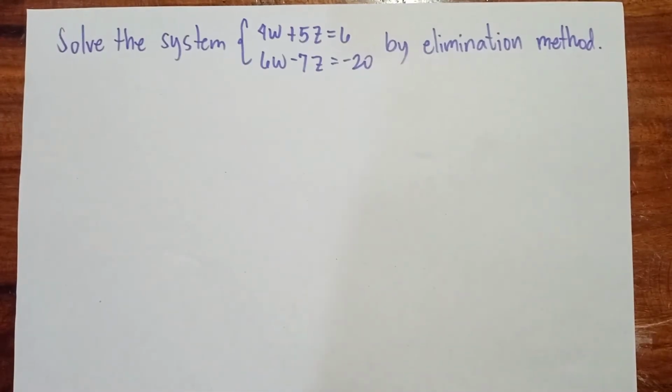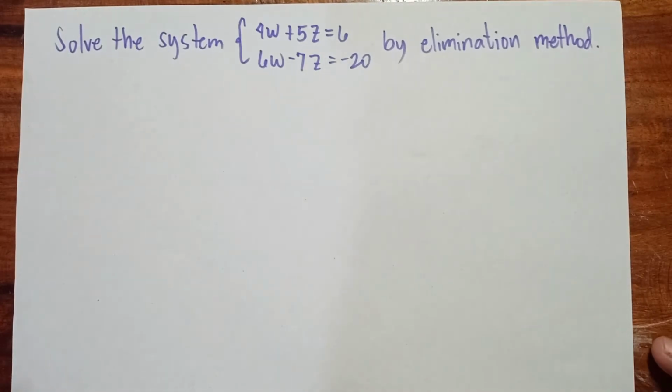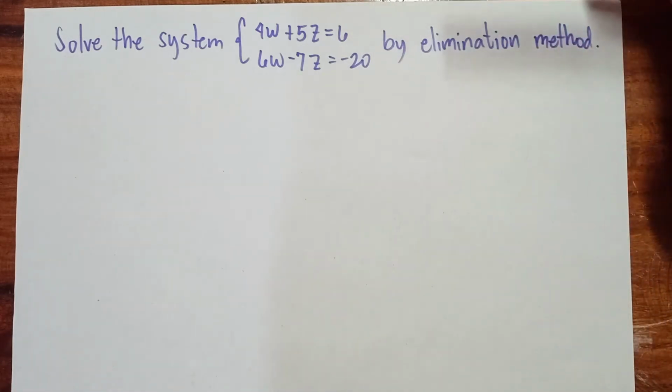Okay, another problem tayo, mga boss. We have here, solve the system 4w plus 5z equals 6, 6w minus 7z equals negative 20 by elimination method. So, the first step we're going to do is we're going to check if the given linear equations are in the standard form or in the form of ax plus by equals c. But in this case, we are given variables w and z, not x and y.